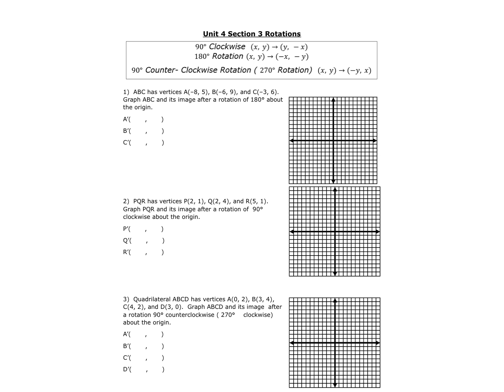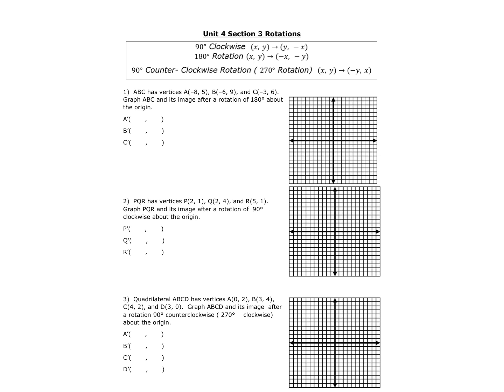So for our rotations, there's three rules we have to remember. The first is a 90 degree rotation in a clockwise direction. When we do that, we're going to take our y and our x, have them switch places, and our x becomes the opposite of what it was before.